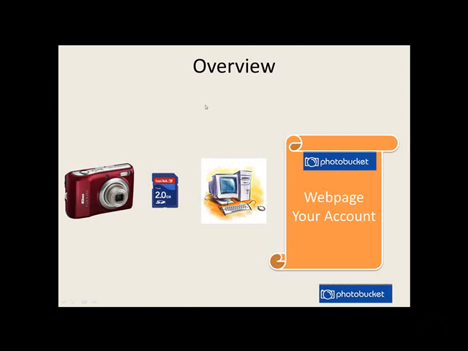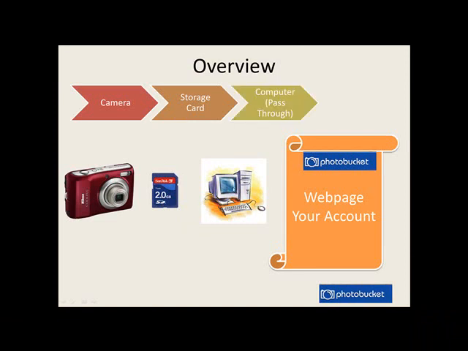So in essence, just in an overview, the pictures are going to start on the camera, and the camera is going to store them on the card, and then we need to move them from the card and then go through the computer. We're not going to actually put them on the computer in this instance, but we need a computer in order to go ahead and upload those pictures to the Photobucket web page, and the particular web page we're going to load them to is the account that we've set up as your account. Okay, so that's a good overview and a good place to get started.